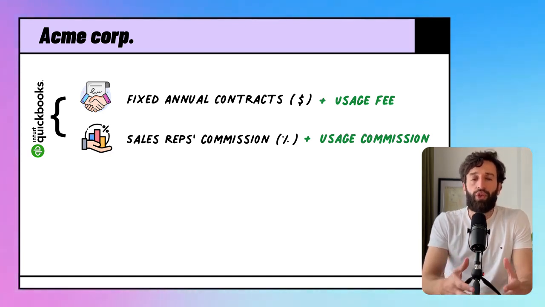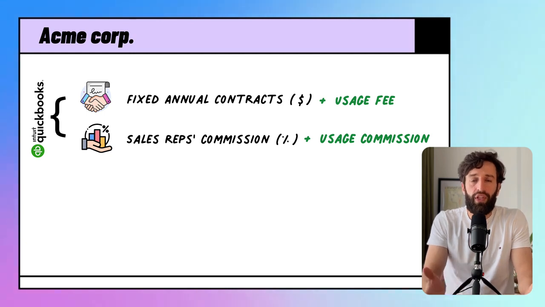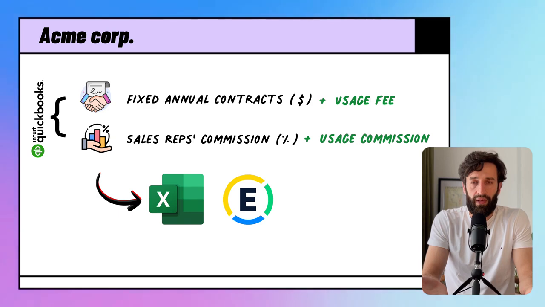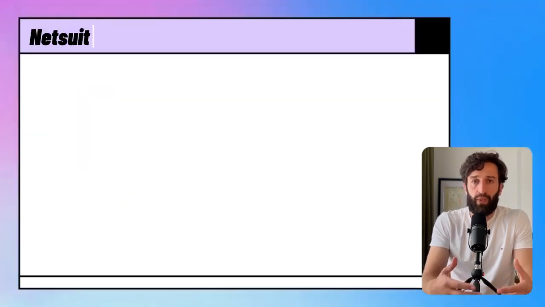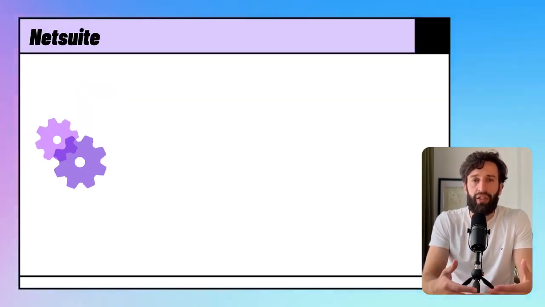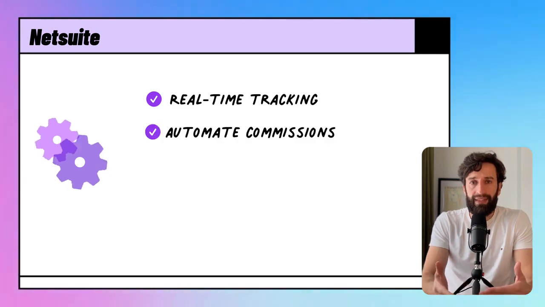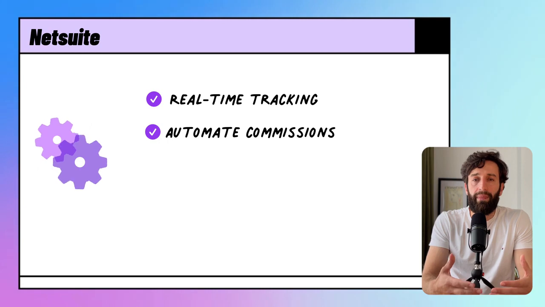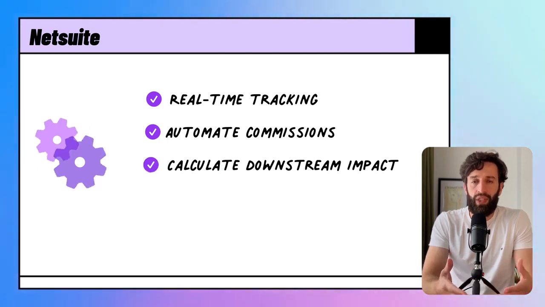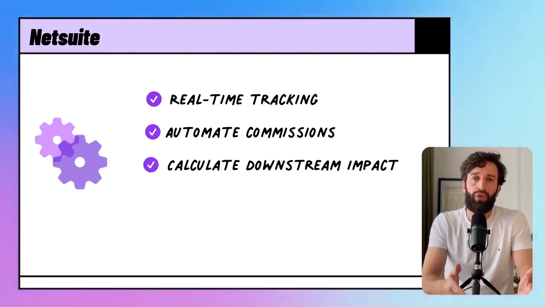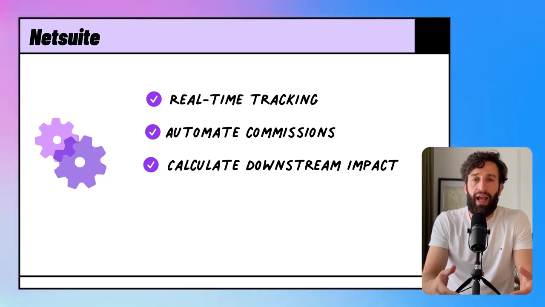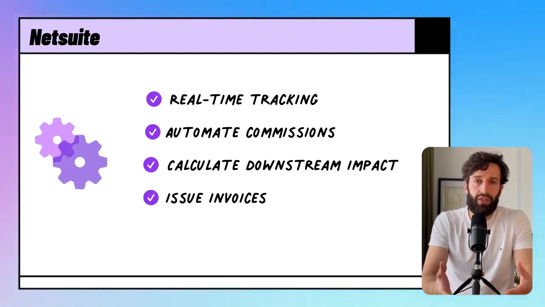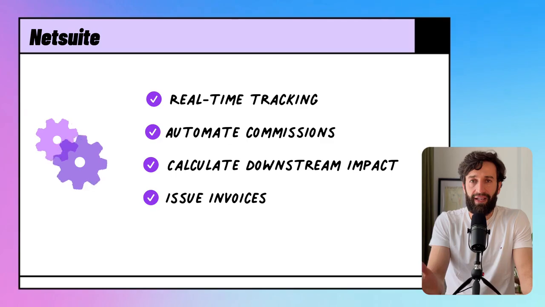You wouldn't be able to track all of this in a simple accounting system like QuickBooks or Xero. So you'd need to either track it manually in a spreadsheet, or integrate a third-party system into your accounting system. But in NetSuite, not only can you track that information in real time and automatically calculate the commission that you owe your rep each month, but you can also immediately calculate the downstream impact that this would have on your P&L, on your cash flow, and automatically issue invoices to your customers. And you can do all of that directly within NetSuite.